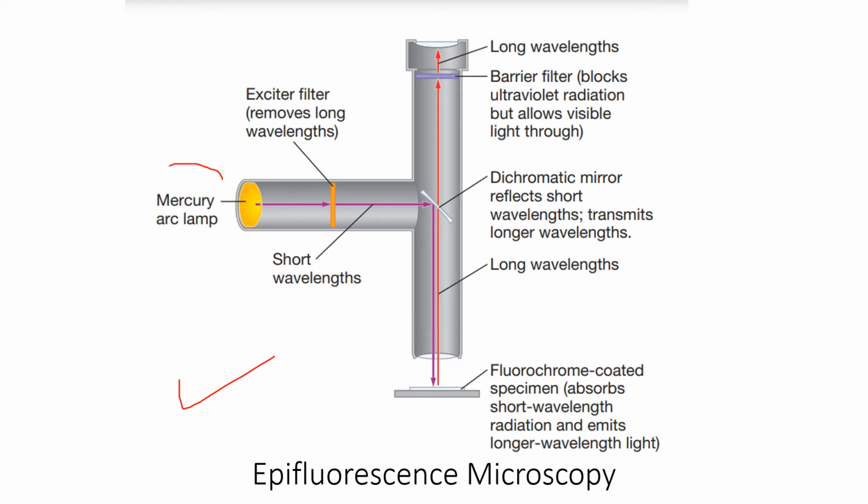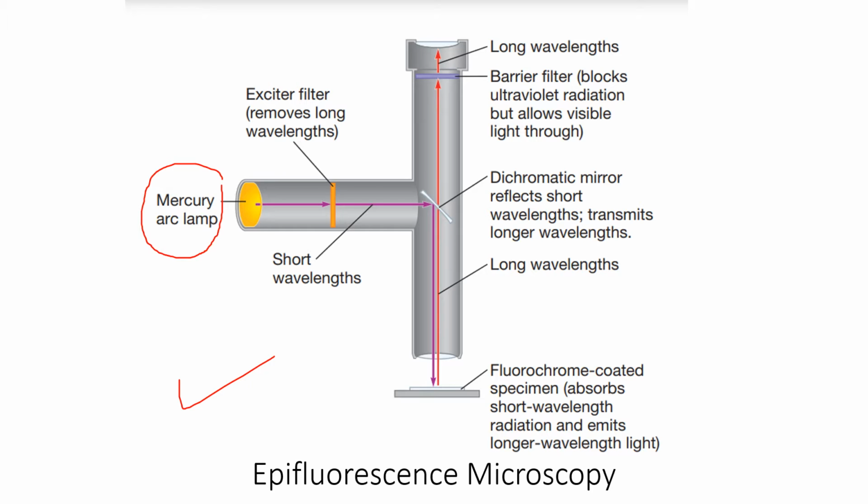Now, see, a mercury lamp is a type of lamp which will give us a variety of wavelengths. Might be short wavelengths, long wavelengths, but we only want short wavelengths. Why? Because they are of high energy. When all the light rays pass through the excitation filter, only short wavelengths pass through it, and they hit our dichromatic mirror and get reflected and pass through our lenses, behaving as objective lenses because this is epifluorescence microscopy, and finally hit our fluorochrome coated specimen.